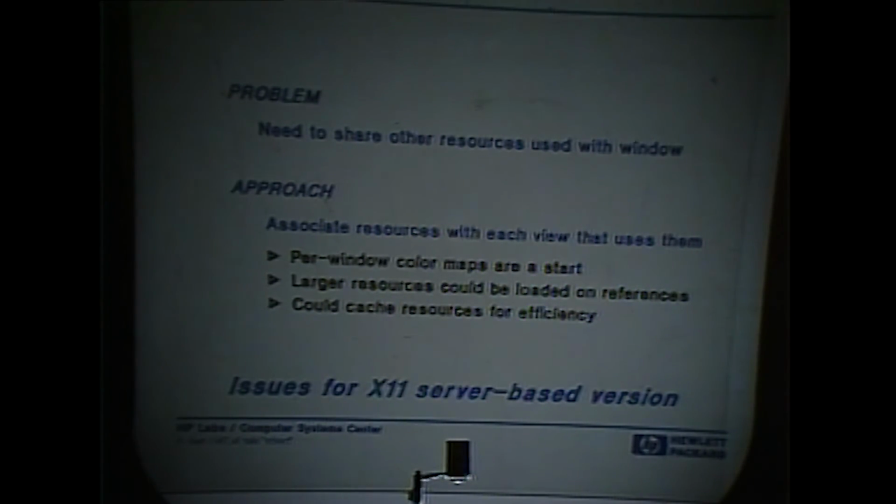Needing to share other resources used with Windows, for instance, PixMap, graphics context, whatever else. And part of the approach is, for instance, the per-window color maps. Per-window color maps are a good start, but you need a lot of other things linked to individual views that go along with it when it's shared. We could do some things like larger resources could be demand loaded at render time or whenever else. These are classical operating system problems of when you bring resources in, page resources in. And you could cache for efficiency.